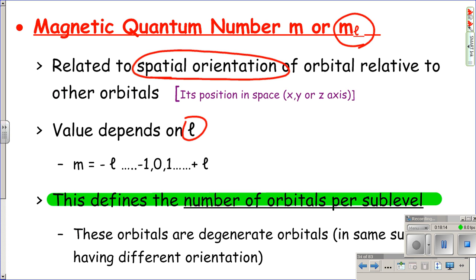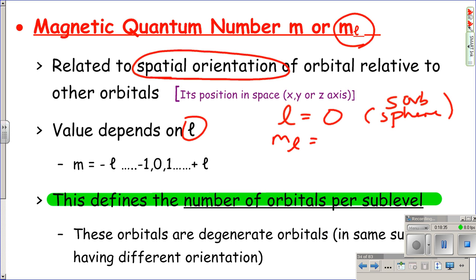Okay, so if you have an L number of 0, what shape are you? What type of orbital? You're the S shape. You're the S orbital. That's a sphere. How many different orientations do you know for a sphere? 1. So you get 1 ML number, and that's a 0.